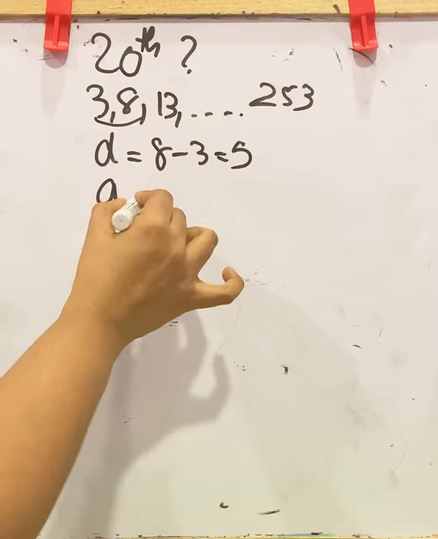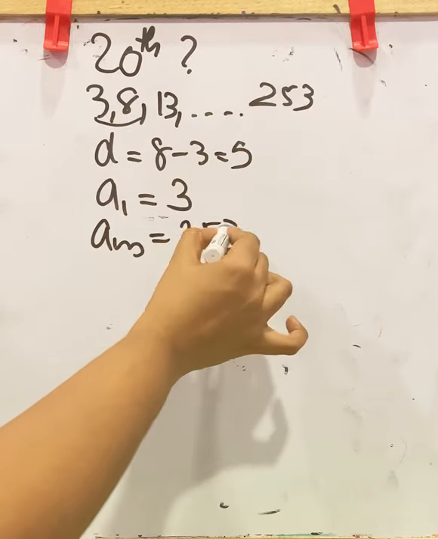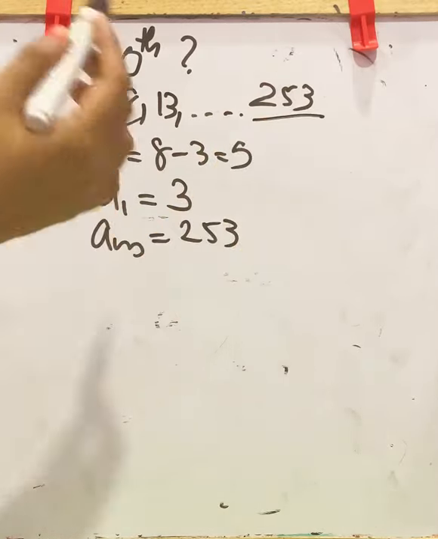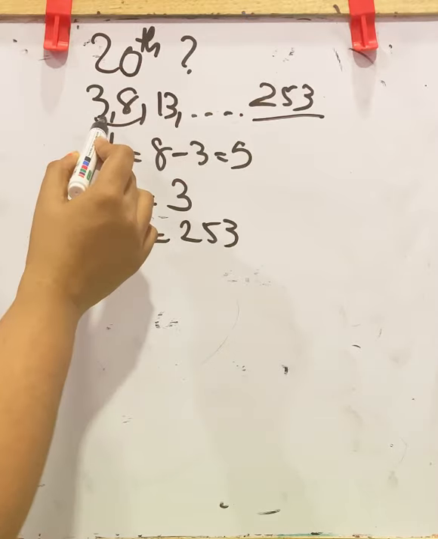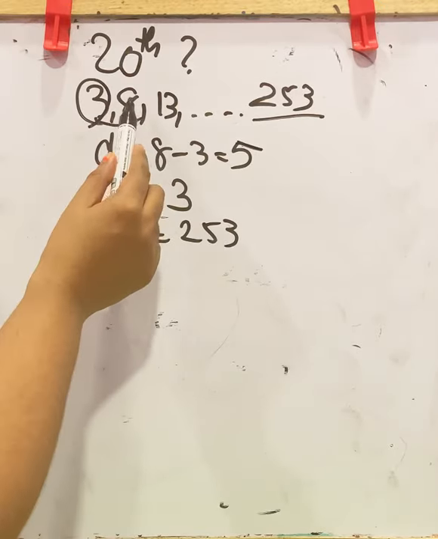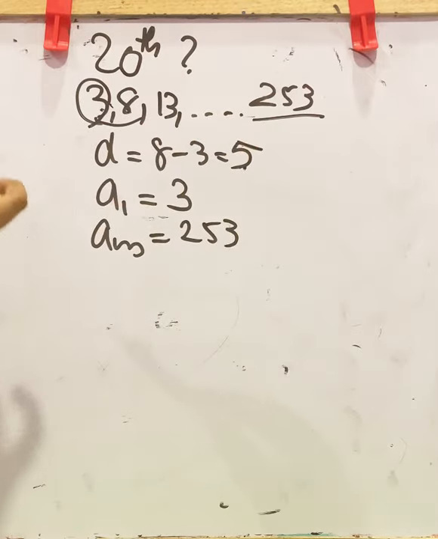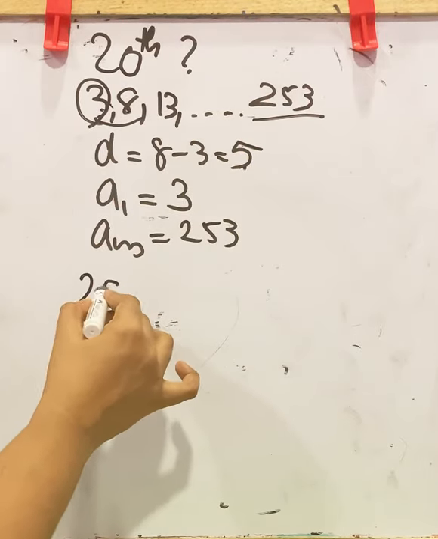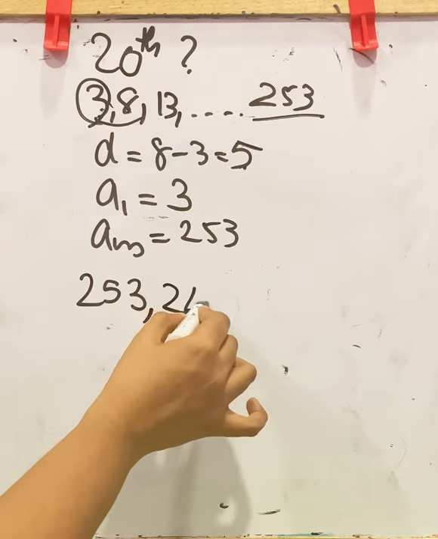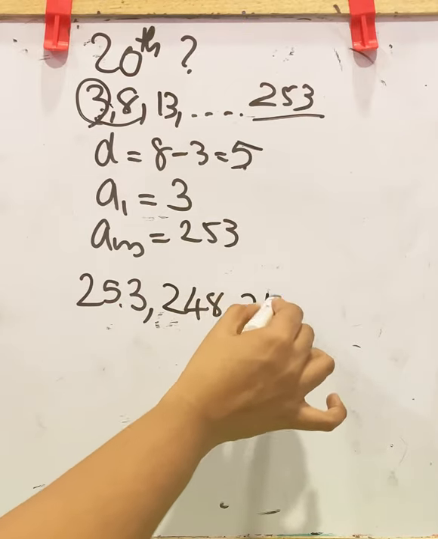Now a1, the first term, is 3. an, that is the last term, is 253. In the question it is mentioned that we have to consider the last term and find the 20th term. If you are considering the first term, the difference will be a positive value because you are subtracting this number from this value. You got 5. Now we have to consider the last term. So first we will write it here. The next value will be 248 because the difference is 5. Now next will be 243 etc.